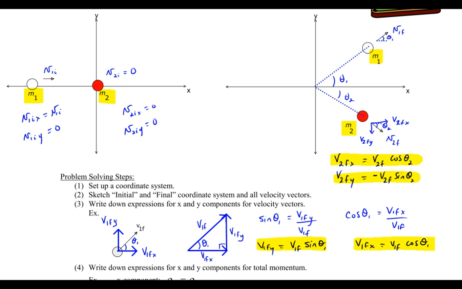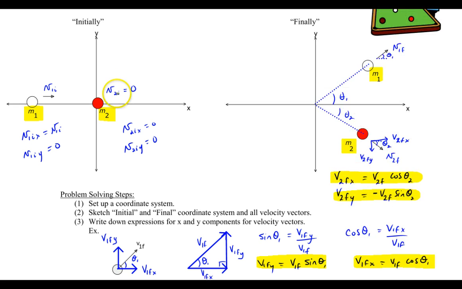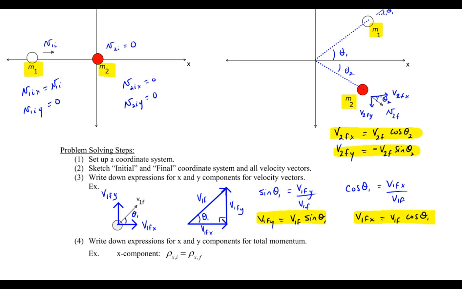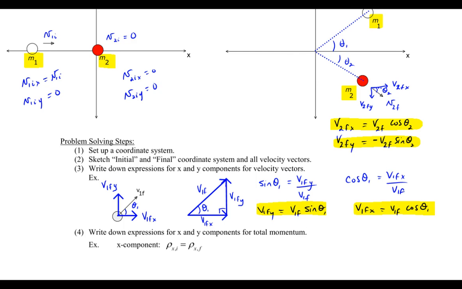Okay, so we've drawn our initial and our final pictures. We've labeled all the given information, and we wrote down all of the expressions for the velocity vectors in the x and y directions for each vector. Now we're ready to apply the conservation of momentum along both axes that are given.